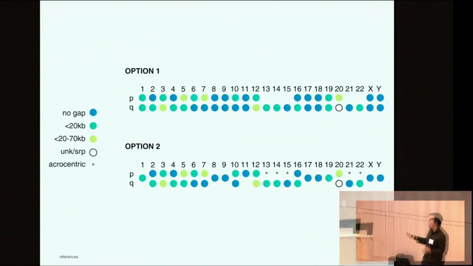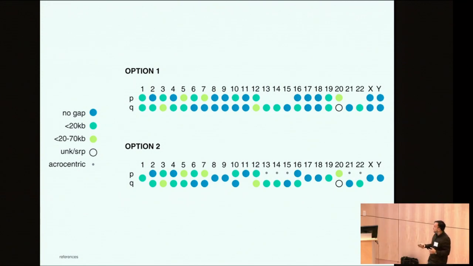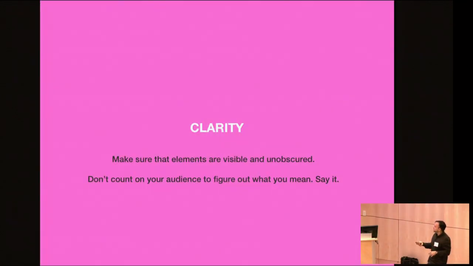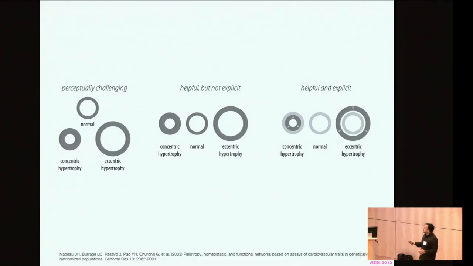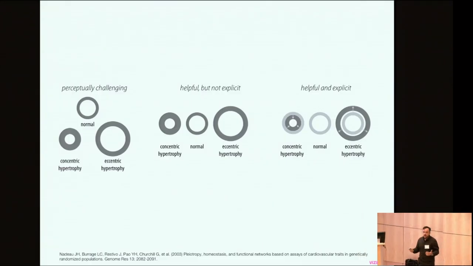So here's a way to do this, and it uses the idea, which I'll talk about in another example, that the chromosomes are removed. So clarity: if you are asking someone to compare things, to have some judgment about areas or quantitative ratios, make sure that you place things on the page in a way that's aligned to help them make those decisions clearly.